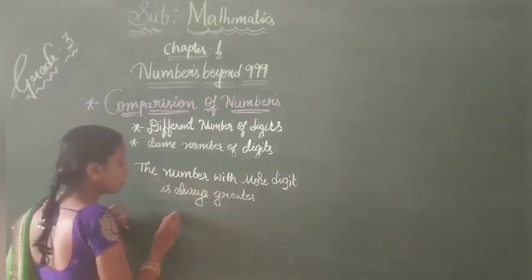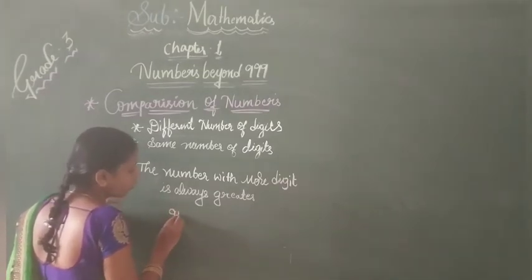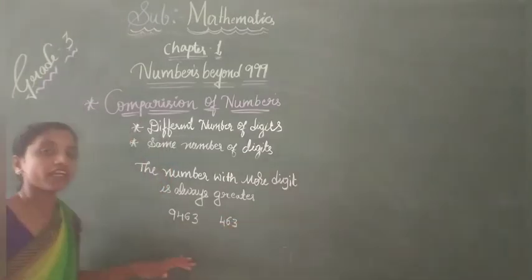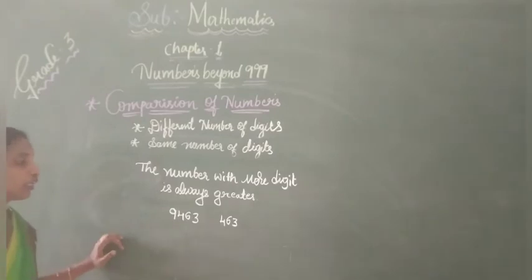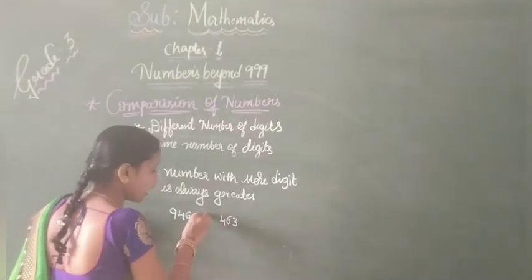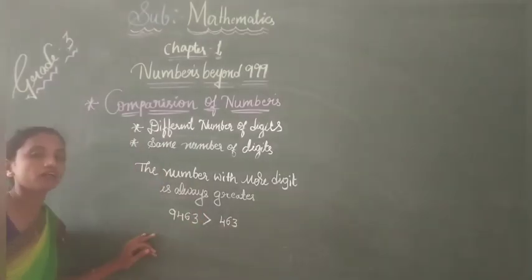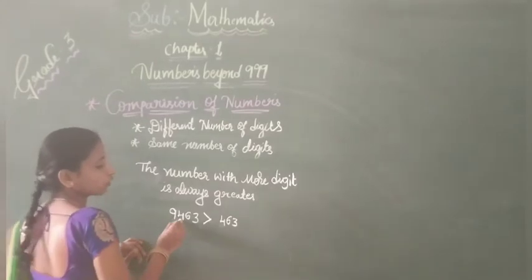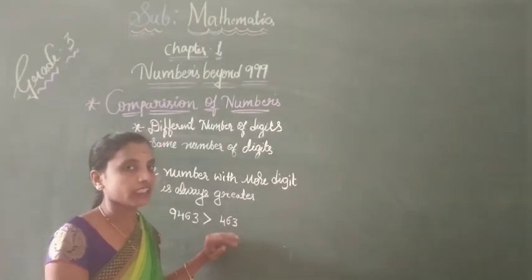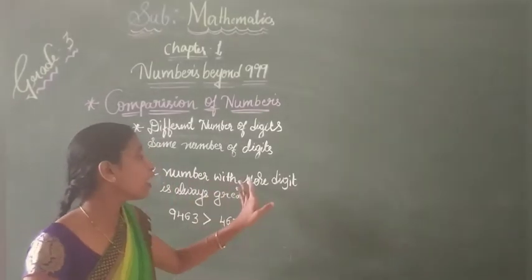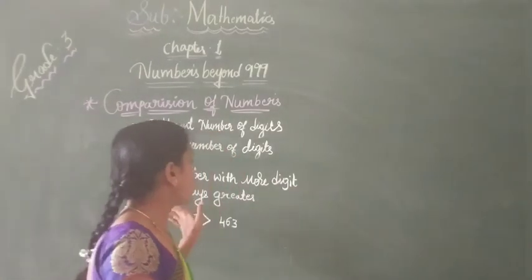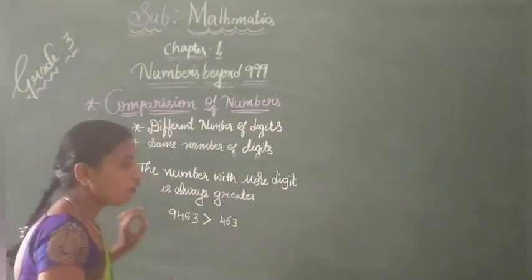Look here, for example, here is 9,463 and here is 463. Which is the greater number? How are you comparing? This number has more digits compared to this, so you have to put a greater than symbol here. 9,463 is greater than 463. Clear? The number with more digits is always greater.